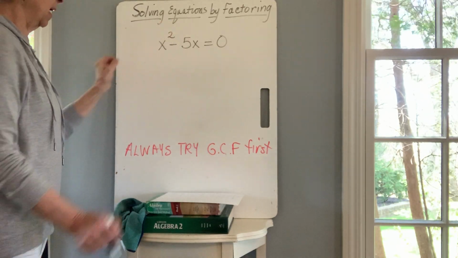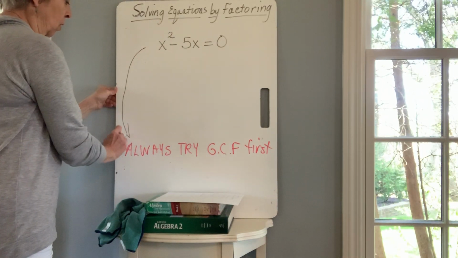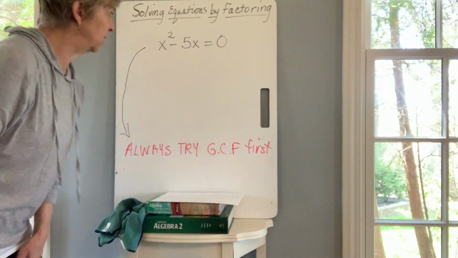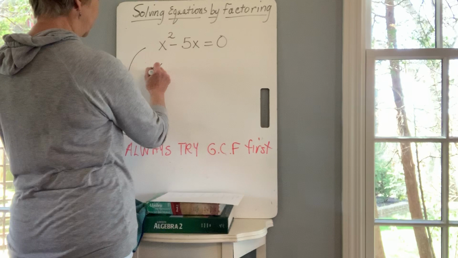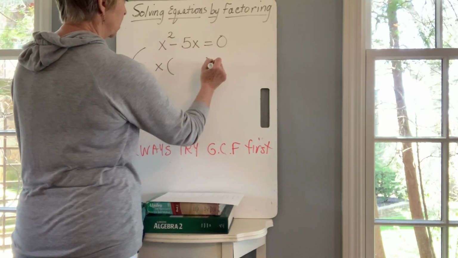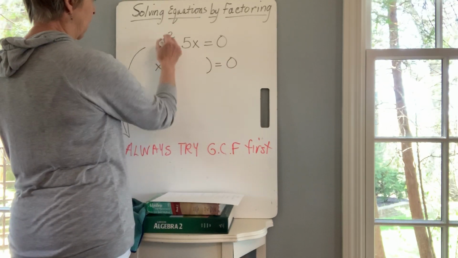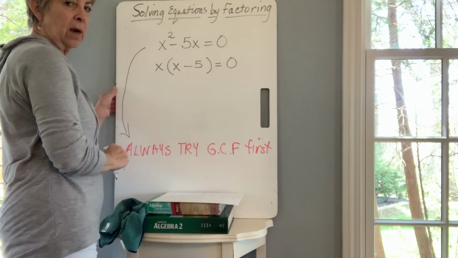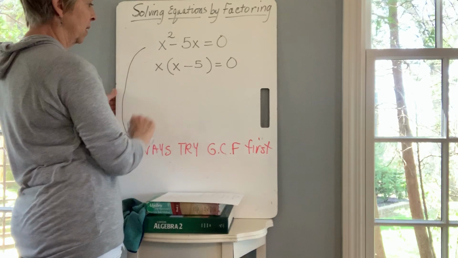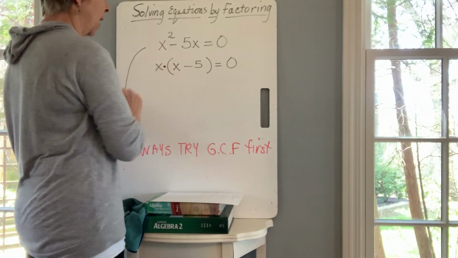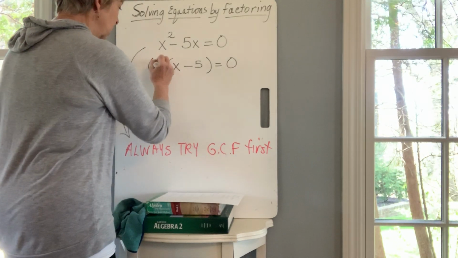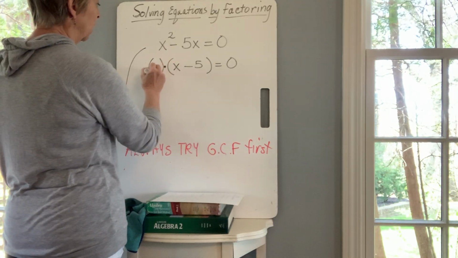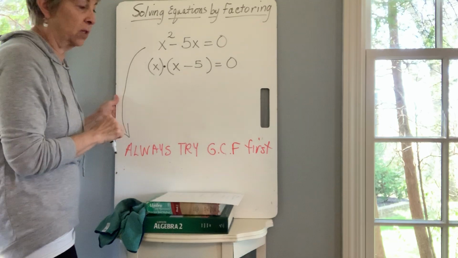But again, what do we want to do? Always try GCF first. So what's the GCF here? What do they have in common? An x. So I'm going to take an x out. That leaves an x there, minus 5 there. This times this will give me this. Now I've got my 2 factors. This is like one of the factors. This is kind of like the last one, except I have an x instead of a 2.